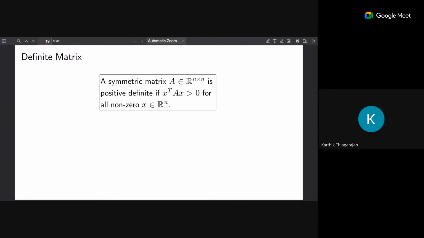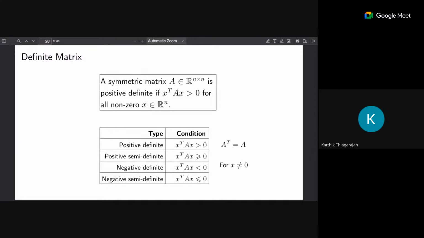There are 5 things so far with respect to definiteness. These are the conditions. You could have positive definite, positive semi-definite, negative definite, negative semi-definite. The conditions are quite straightforward. So this is strictly greater than 0, greater than or equal to 0, less than 0, and less than or equal to 0. If it is none of these, it's indefinite. So that's the classification for definite matrices. Is this clear?